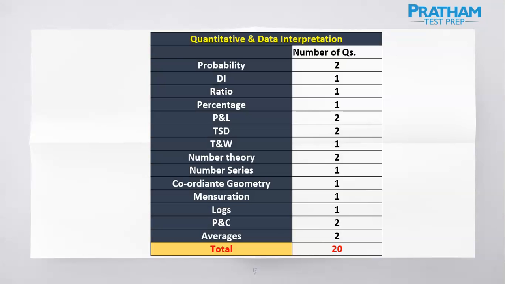Moving to the next section, which is quantitative and data interpretation. One good part, it did not have data sufficiency this time, so it was easy for students to look into. Probability, you had 2 questions. DI, 1 question. Ratio, 1 question. Percentage, 1 question. It was all about finding which were the easy questions first. Here, all those students who had done a little scanning and had realized which question can be solved as a tier 1 question found it easy to crack this section.